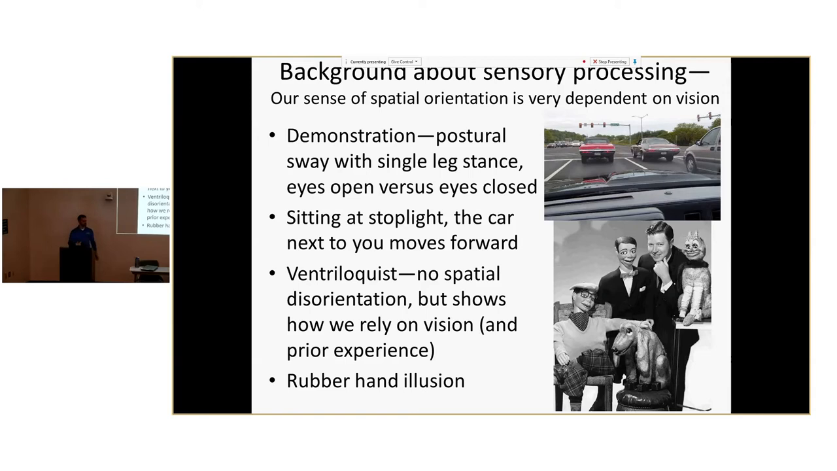And in our experience, the rule is that if we see things in our visual field that are moving, large things, then we're going to perceive that we are moving and not those large things. So like a tree doesn't move, a house doesn't move, we are moving likely. So in that situation, or the car next to you, we're perceiving that we are moving. In fact, we're wrong. Another example would be a ventriloquist.